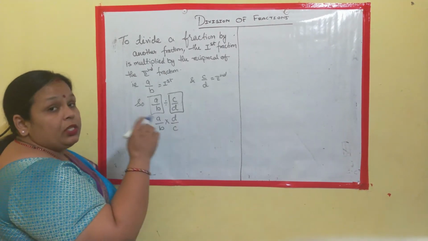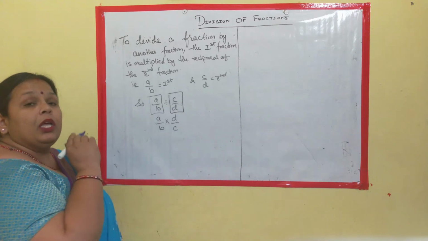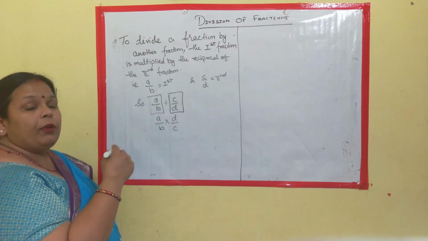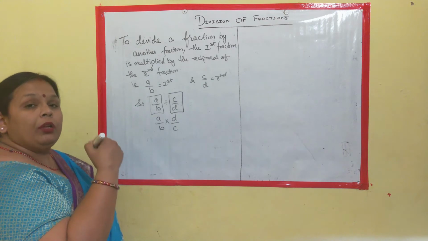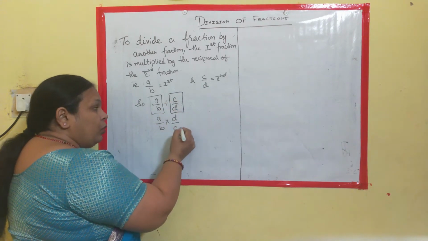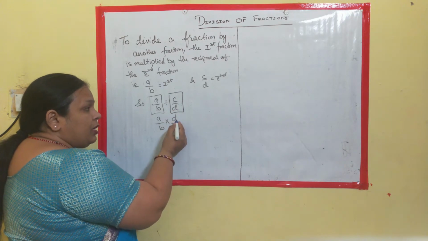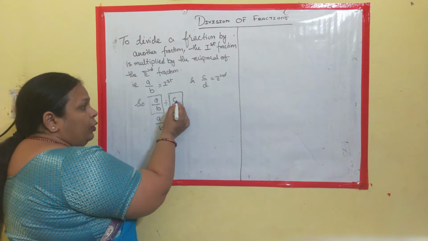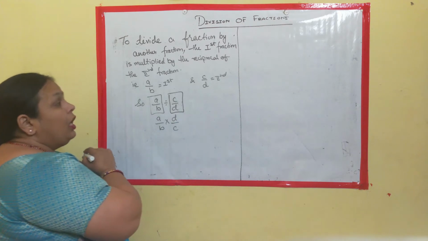See, reciprocal, just now I explained with examples that reciprocal means the numerator will become the denominator and the denominator will become the numerator. So just the opposite of this we are going to do, that is, the denominator is taking the numerator place and the numerator is taking the denominator place.